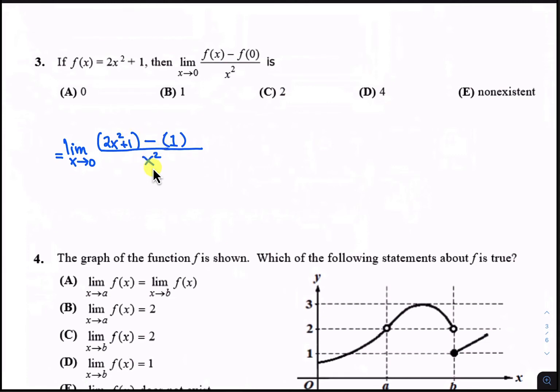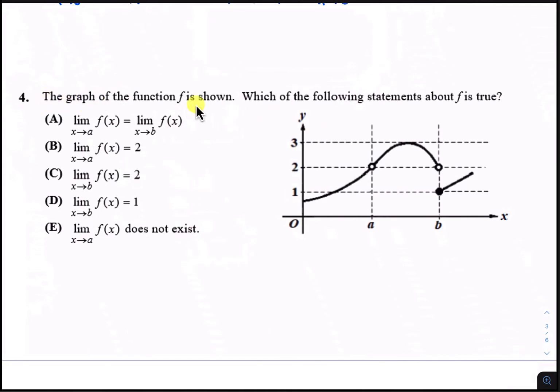Next, if we simplify that, the 1 minus 1 will cancel each other out. So now we just have 2x squared over x squared. And then the x squareds can cancel out, so it's just the limit as x approaches 0 of the constant 2, and that limit is just going to be 2.